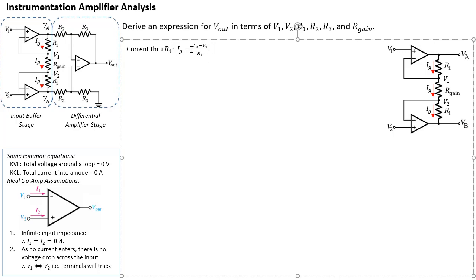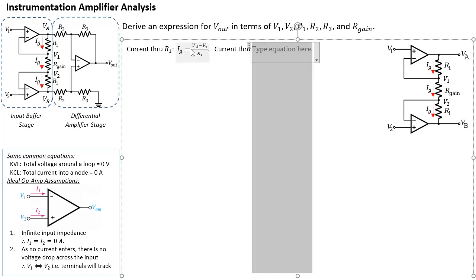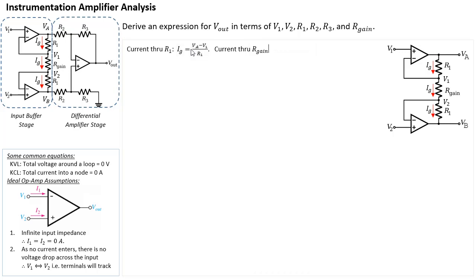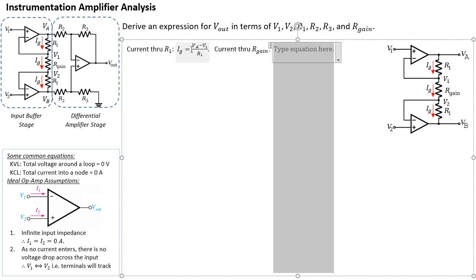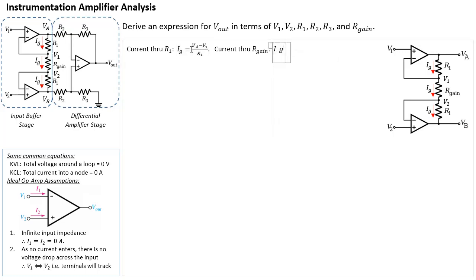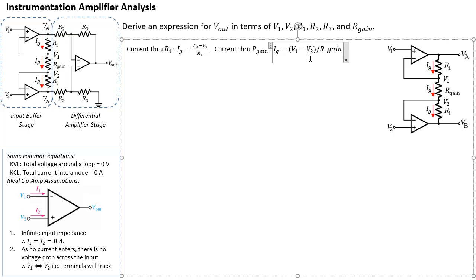So similarly, I can say something about the current going through our gain, which is of course going to be IG as well, is equal to... Okay, so for our gain, well, again, it's going to be V1 minus V2 divided by R gain, right? So that's the voltage polarity across our gain.